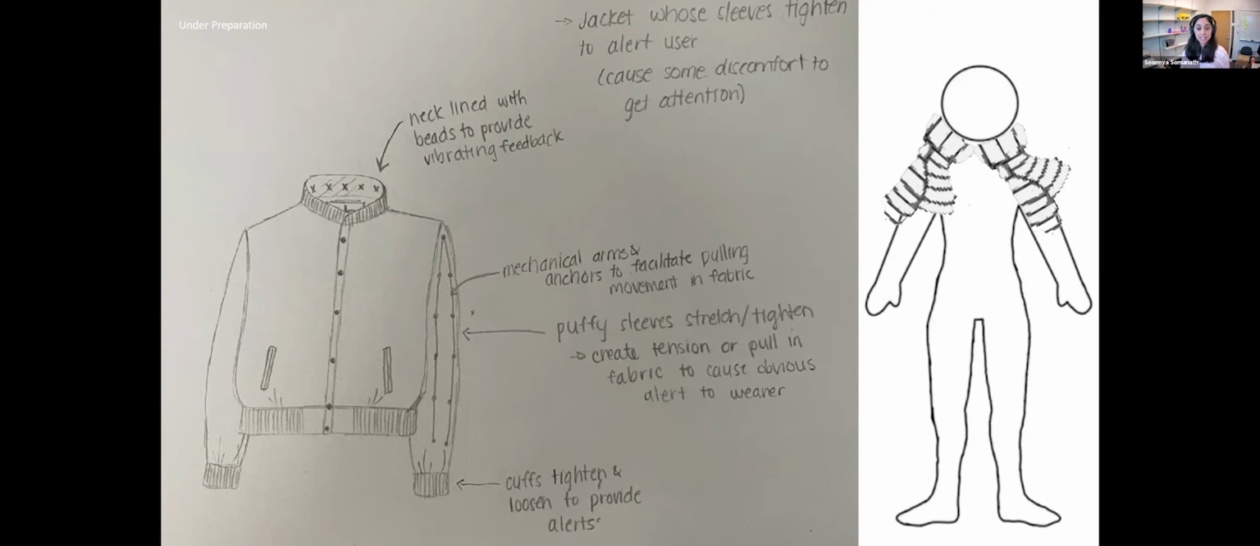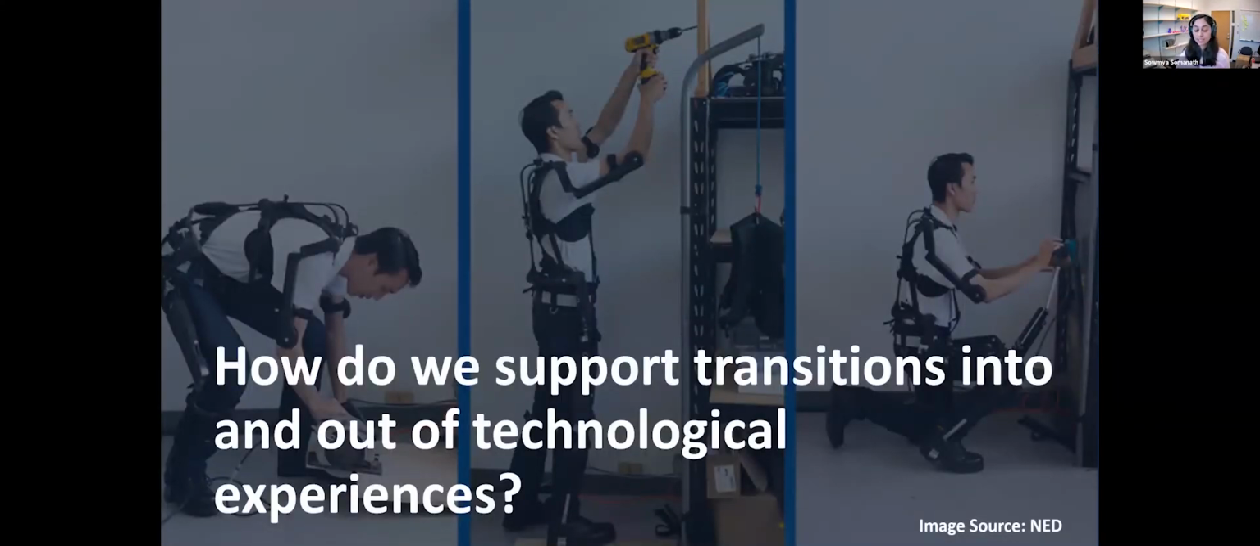So that's an example of a project looking at how physical technologies can communicate with us. At this point, I want to transition to the second question: how do we support transitions into and out of technological experiences? Say we keep learning more about how these technologies communicate with us and how we might communicate with them as part of our everyday activities.